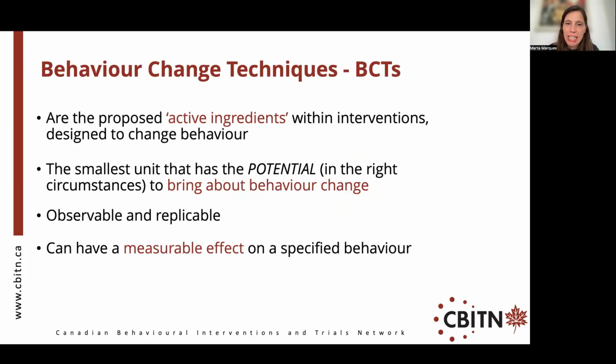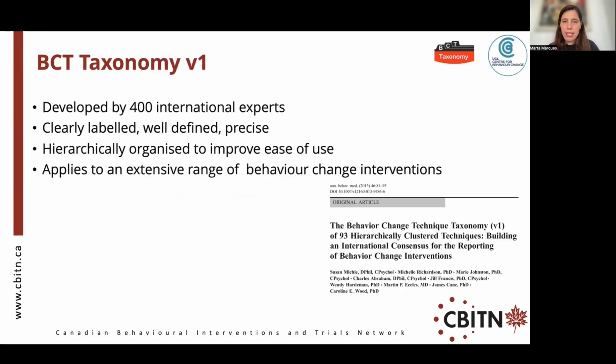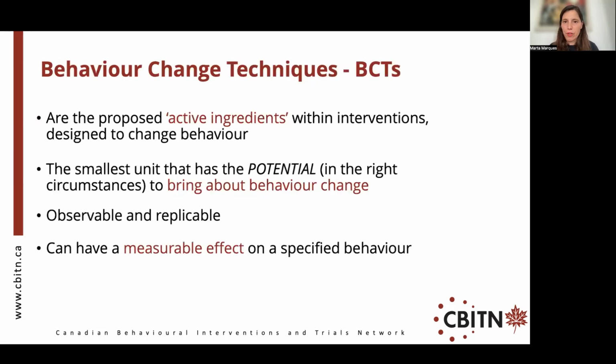So a behavior change technique is really the smallest unit within an intervention that itself has the potential to bring about behavior change. So for example, if you're using information about health consequences, you're saying in itself information about health consequences has some potential to bring about behavior change. Not saying you use that alone, just saying that this technique in itself is already changing the behavior. It has to be observable so you can assess it, and it needs to be replicable. It is really important that you can assess what is the measurable effect on the behavior.